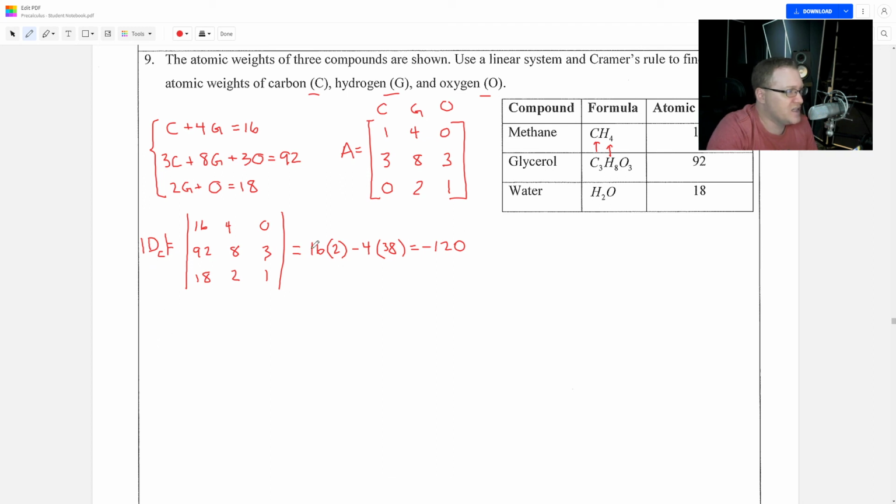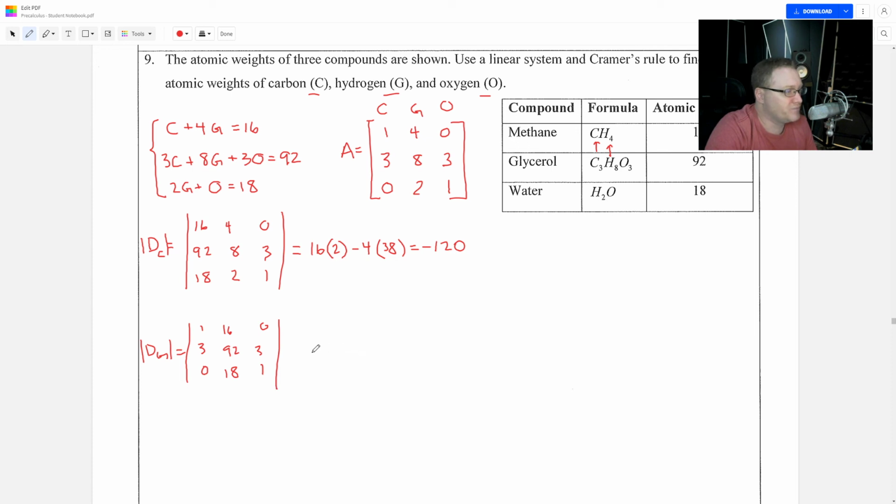Now we're going to find DG, all right? We want to find the determinant of DG, and that's going to equal, now we're going to have 1, 3, 0 here, 1, 3, 0. And then in the middle for our G's, because this is DG, we're going to replace it with 16, 92, and 18. And then our last column is going to be 0, 3, 1 again.